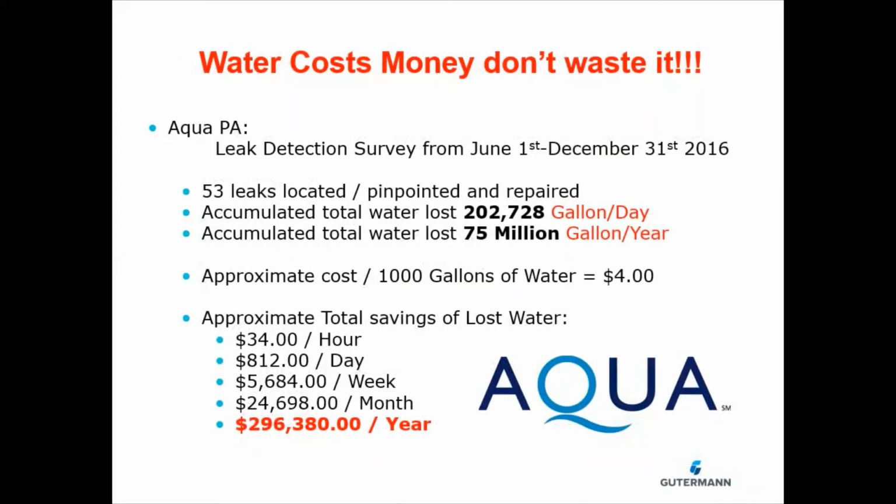Here's just an example that we have here. A survey done June 1st to December 31st back in 2016. These were all proactive leaks, a proactive mindset, doing leak detection. There were 53 leaks located, pinpointed and repaired. Accumulated total water loss was 202,728 gallons per day. Accumulated total water loss was 75 million gallons a year. And again, that was using the same format of tracking the size of the break versus the pressure in the system.